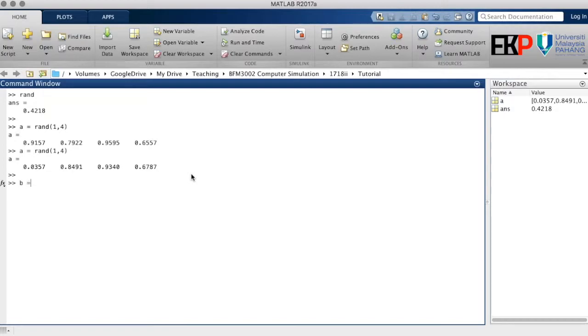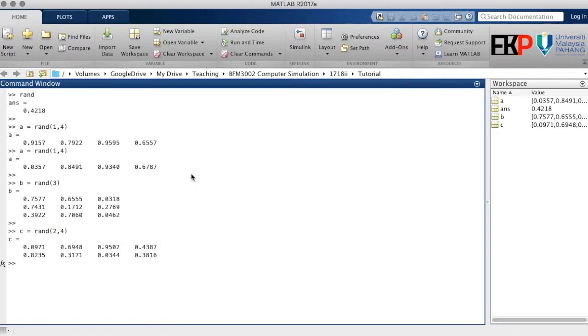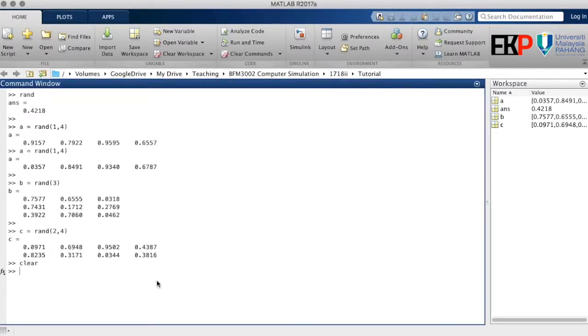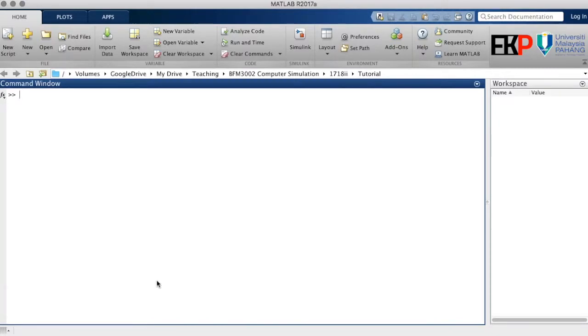If we type in the command again, we will get a different value, of course. And we can also type in rand in brackets 3. This will produce a 3 by 3 matrix of random numbers between 0 and 1. And we can also type in rand 2, 4, which will produce a 2 by 4 matrix of random numbers between 0 and 1. So that is the rand command.